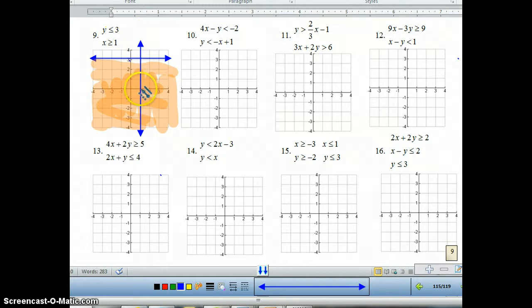Which way is greater than? Compared to 1, I want to be on 2, 3, 4. I'd be to the right. So I'm going to shade to the right. So if I'm shading to the right, the double shaded region would only be down here. I don't want this up here. That's single shaded. So this would get double shaded.